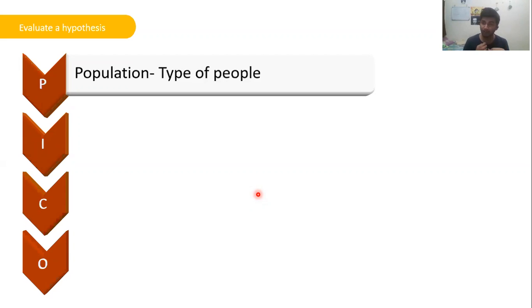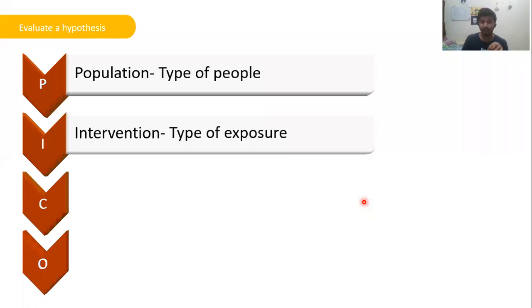Will you do your research on medical students? On general people? On women? On diseased people? On young people? On old people? That has to be defined by your research question. It has to be framed that way, right? One second. Then comes the second element, the intervention or the type of exposure.